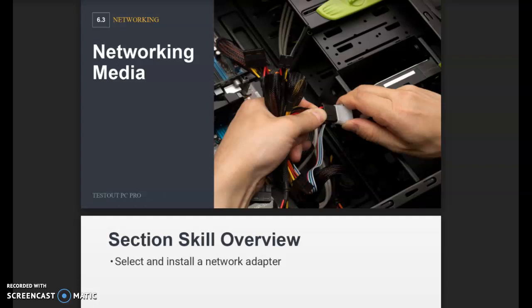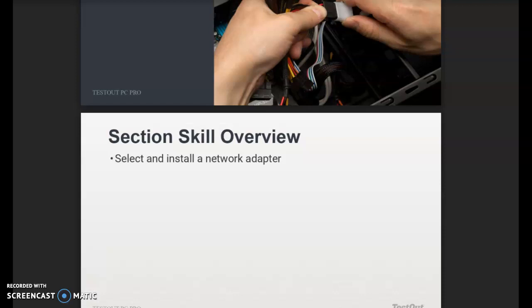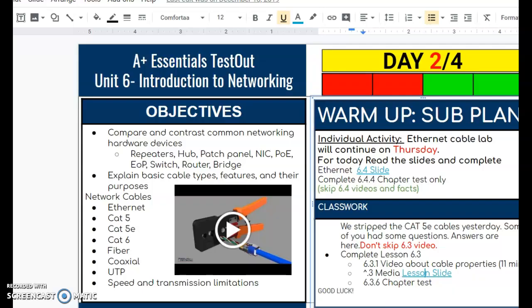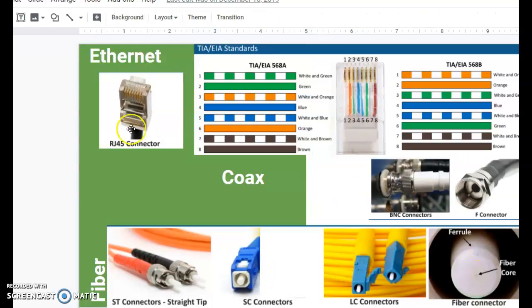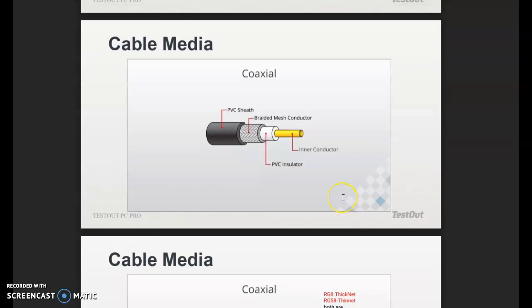This is networking media. We learned about the cables. We have three types of cables: coax cables, fiber cables, and also Ethernet cables. So in here, we will start with coax cable.